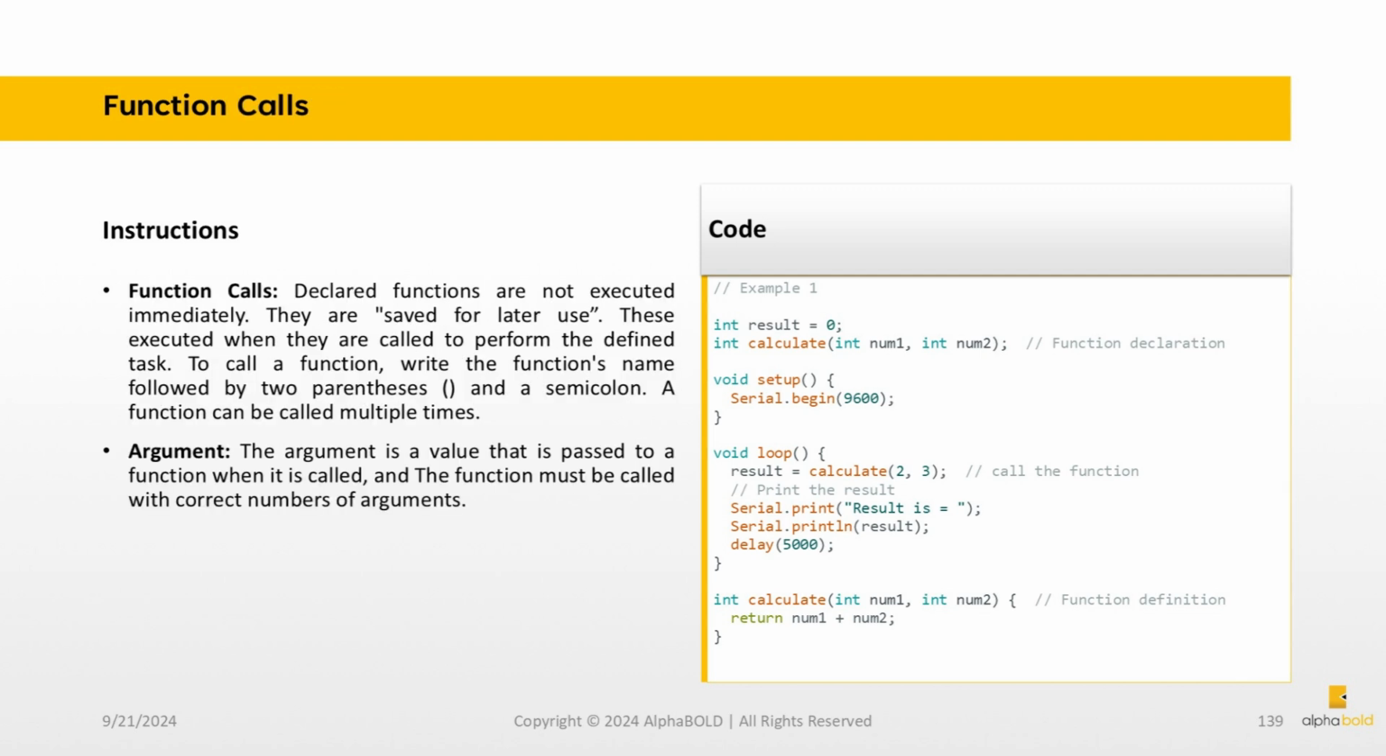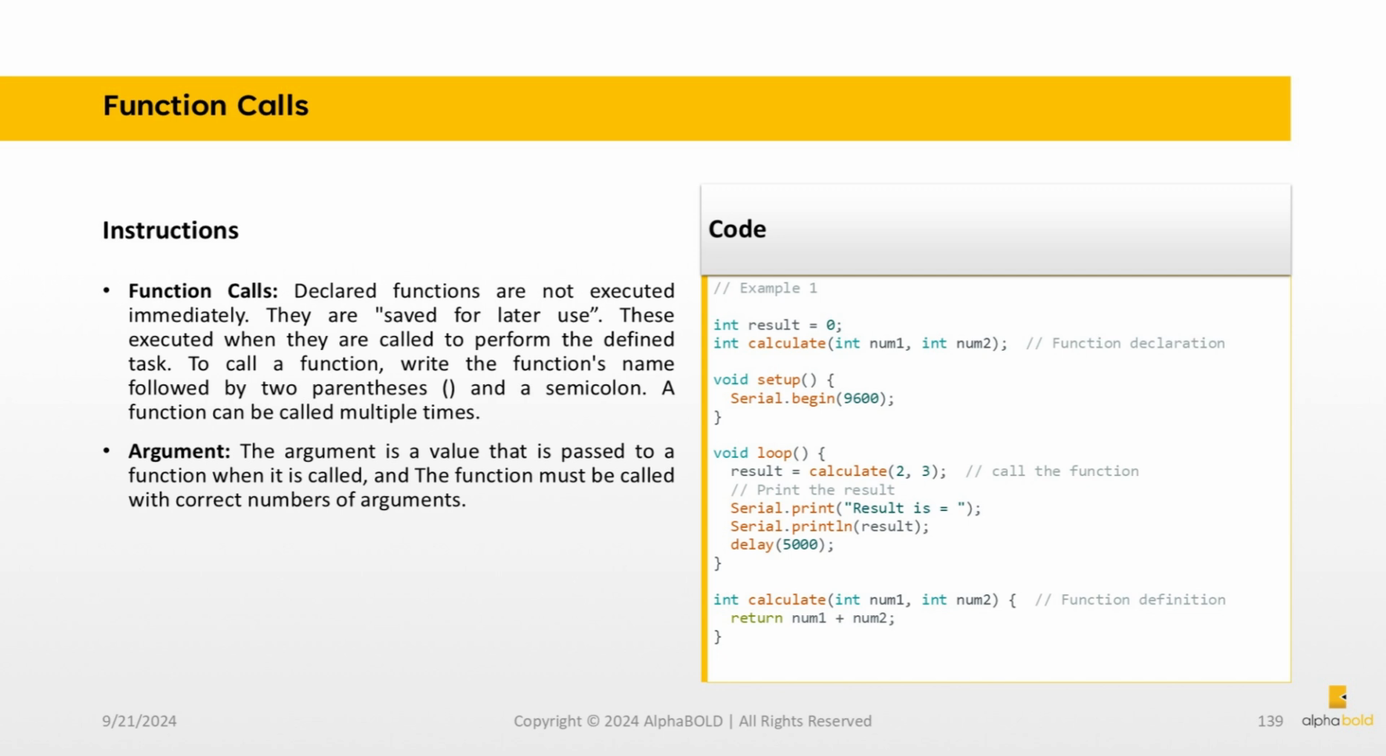Function calls. Declared functions are not executed immediately. They are saved for later use. They are executed when they are called to perform the defined task. To call a function, write the function's name followed by two parentheses and a semicolon. A function can be called multiple times.